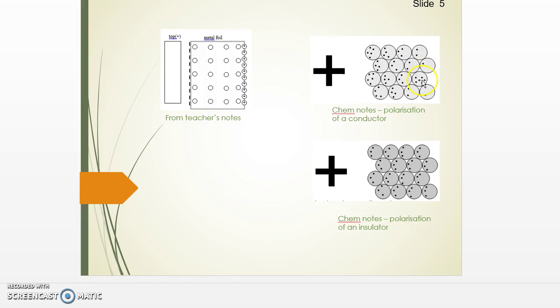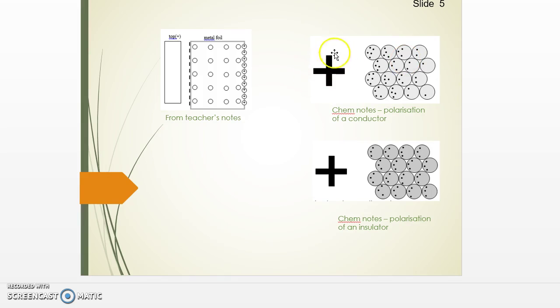This is for a conductor, so the electrons are free to move. I should have shown in my pictures an unpolarized version, so that should be there first of all. So in the unpolarized version there are 3 dots representing electrons in each one of the atoms, so the electrons are evenly distributed.